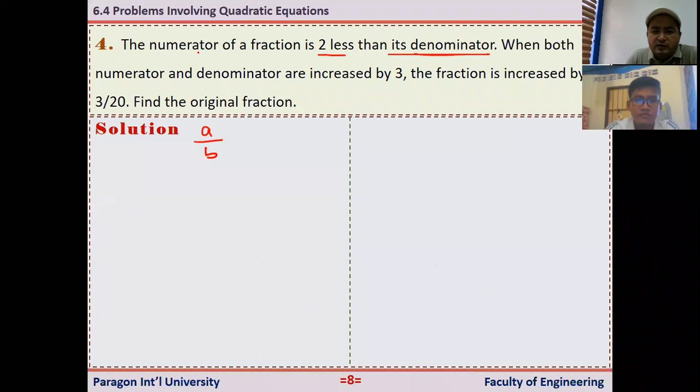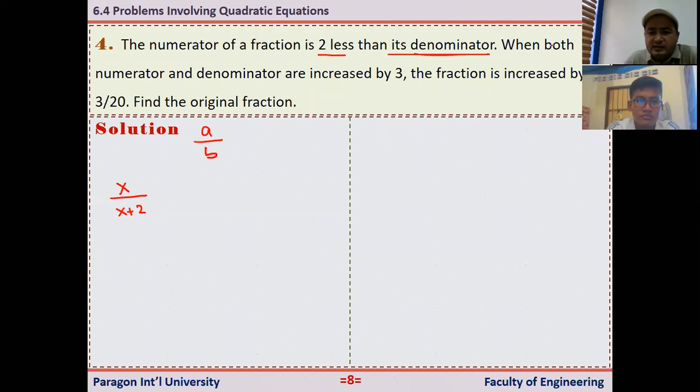We don't know the numerator, but we know that the numerator, this a, is 2 less than the denominator. So if the numerator is x, the denominator must be x plus 2, right? Because the numerator is 2 less than the denominator. If this is 5, this is 7. If it is 10, this is 12, right?